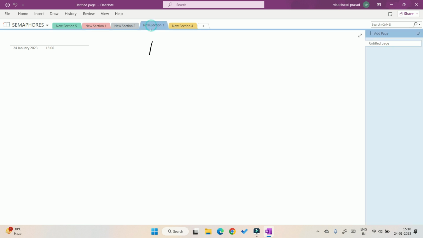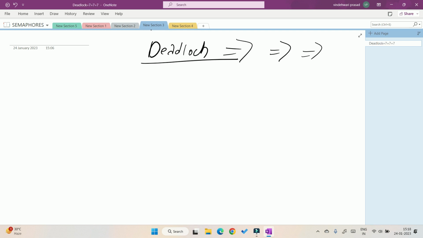And the next topic is deadlock. We will see deadlock in the next video, where we will see the 4 main conditions of deadlock, how we prevent it, and the way the CPU schedules algorithms to avoid deadlock, and lastly we will see the banker's algorithm.